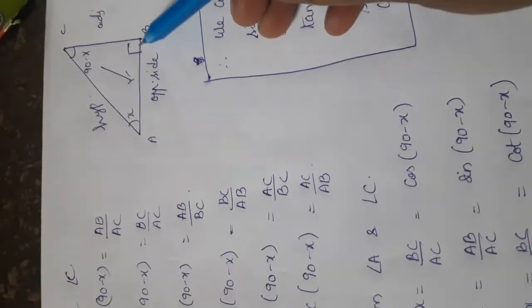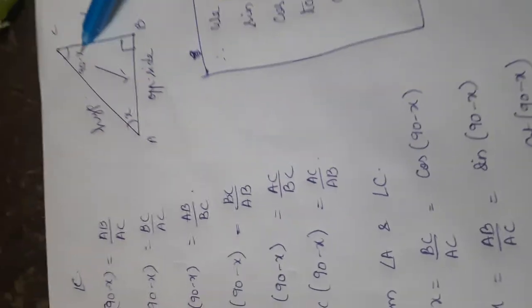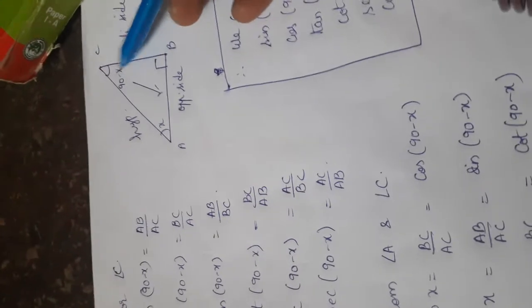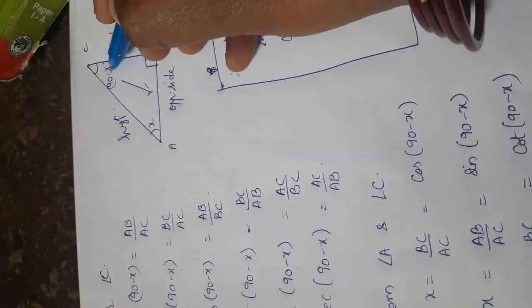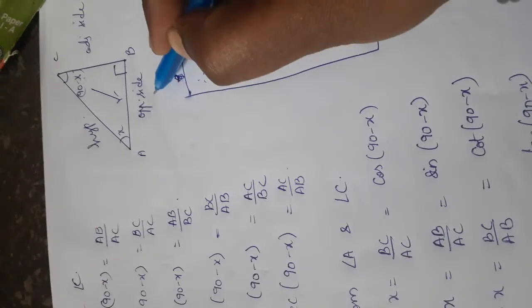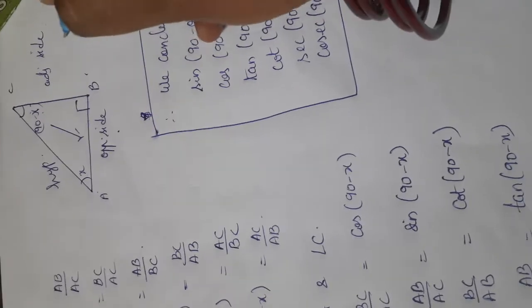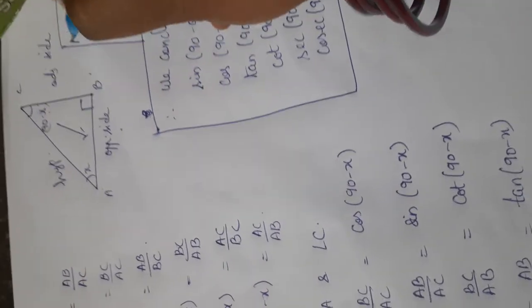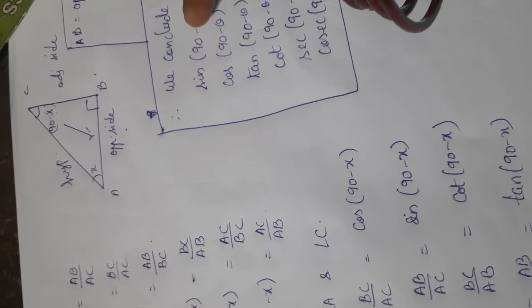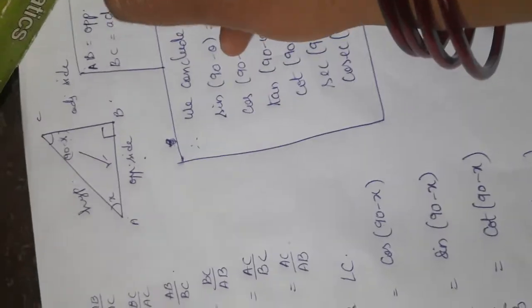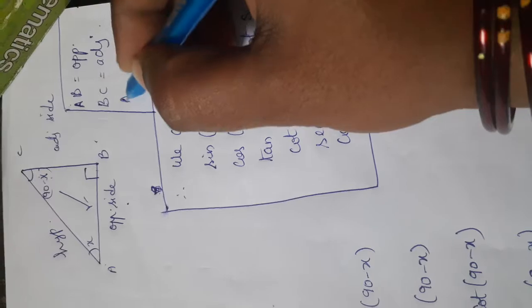Now what about angle C? Here you know angle C is nothing but 90 minus x. So for that, 90 minus x is the base angle for us. For this, what is the opposite side? AB is the opposite side, BC is the adjacent side, and AC is the hypotenuse. See, I am writing here: AB is the opposite side, BC is the adjacent side, and AC is the hypotenuse.